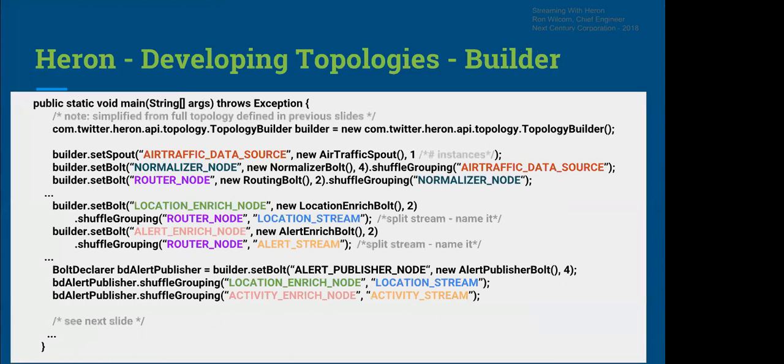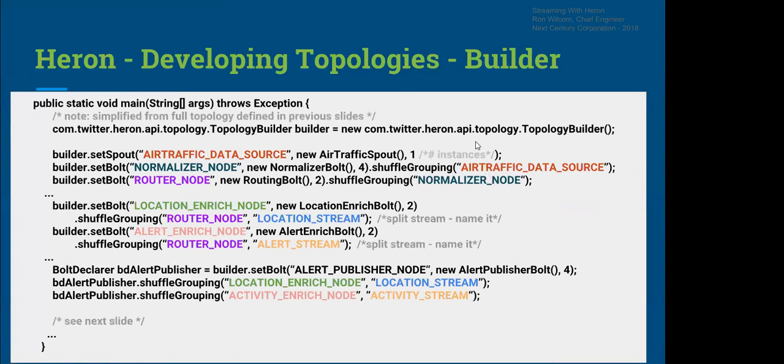After you've created a bunch of bolts and spouts, you have to stick them together. There's a thing called a Topology Builder, and the Topology Builder is where you're going to create that acyclic graph. This is pretty high level here, but we create the builder. We're going to name each node along the way. So there's air traffic data source, and I'm going to create the air traffic spout there, and define how many instances should be included in that. Then I'm going to define some bolts, normalizer bolt, how many instances there are, and then do a shuffle grouping off of that air traffic data source.